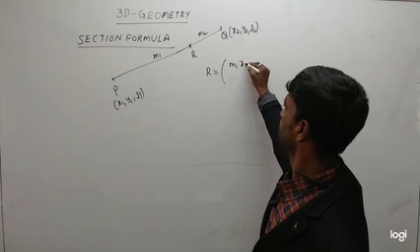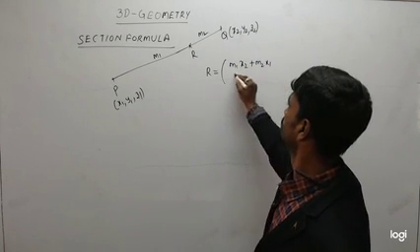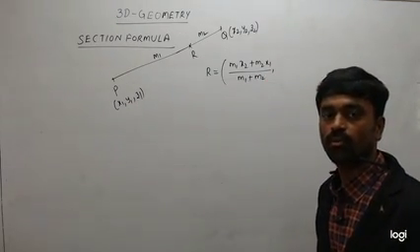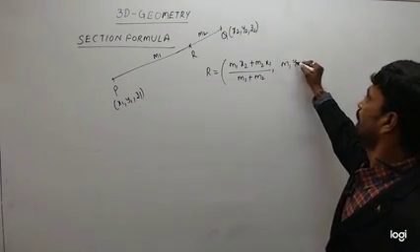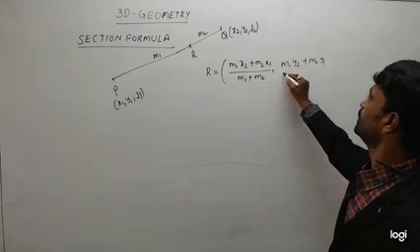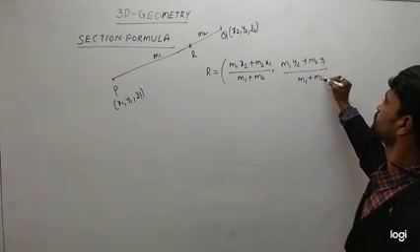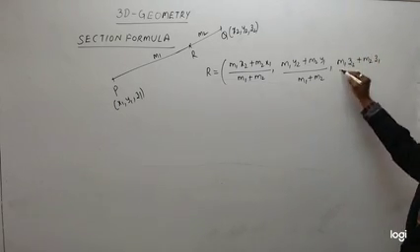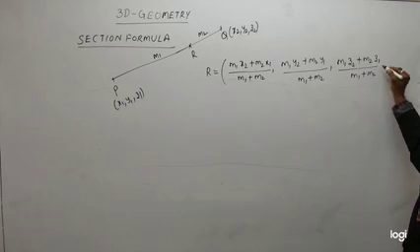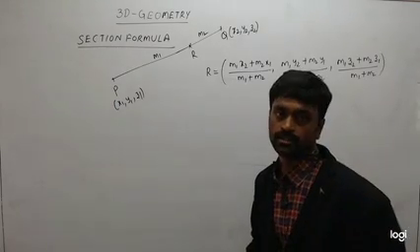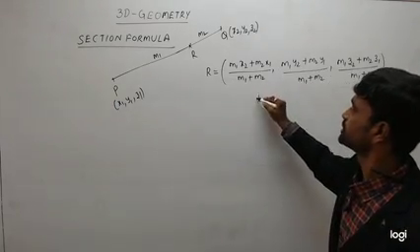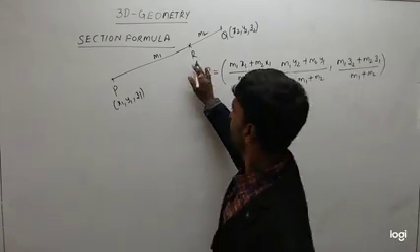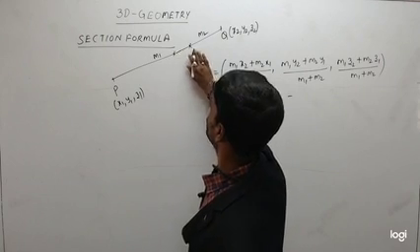(m1 x2 + m2 x1) / (m1 + m2). Similarly, the y coordinate becomes what? (m1 y2 + m2 y1) divided by (m1 + m2). Next, the z coordinate: (m1 z2 + m2 z1) / (m1 + m2). This is for internal division. For external division, instead of the plus sign, what do you have to keep? Minus.